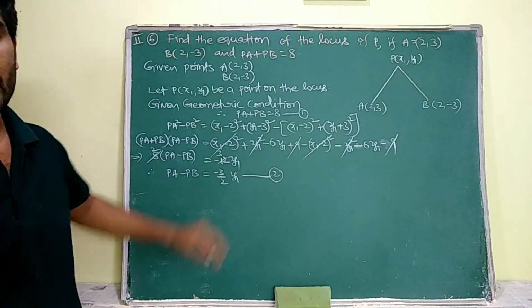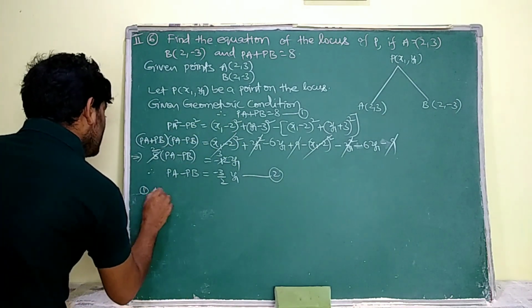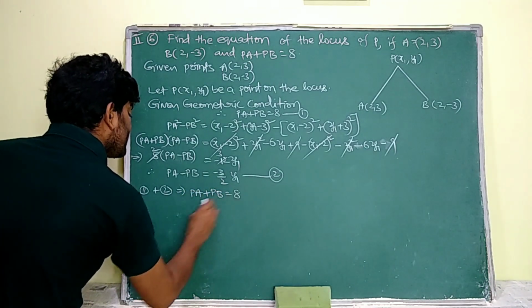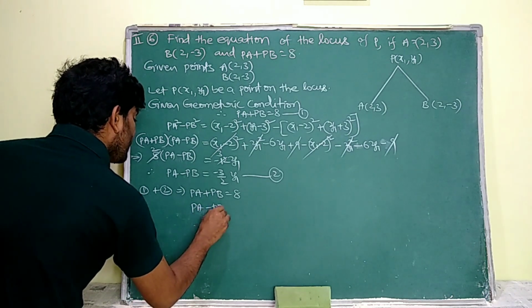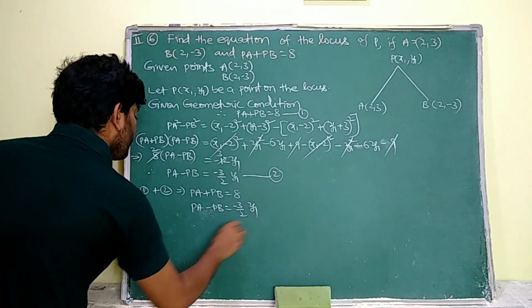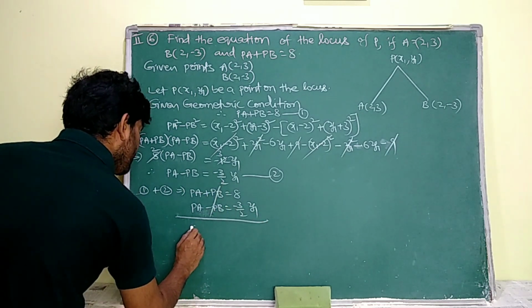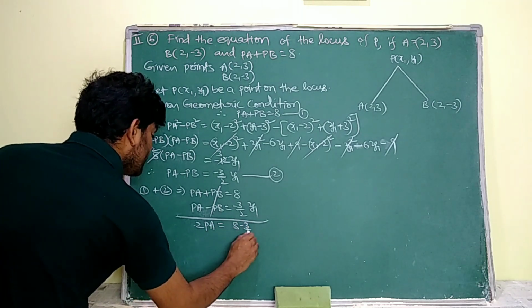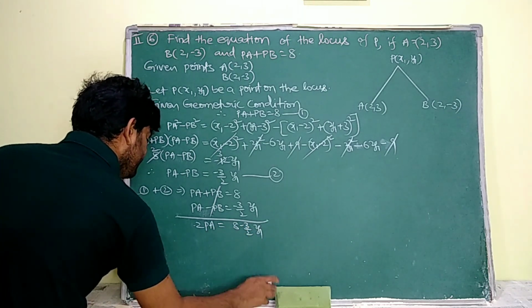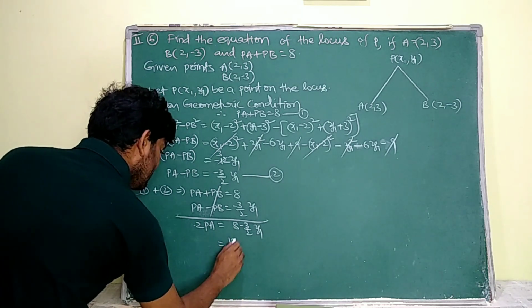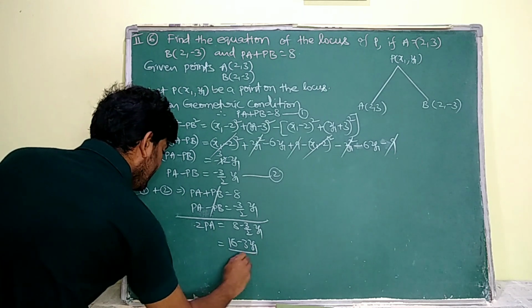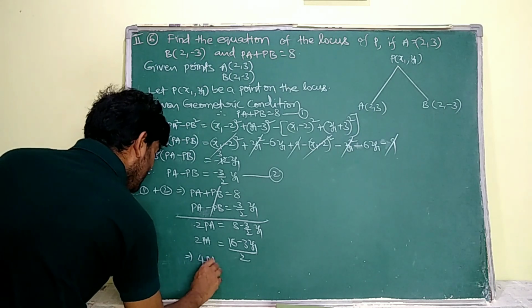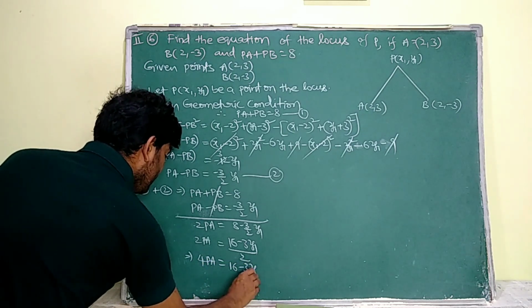So 1 and 2 we are going to add now. 1 plus 2 implies PA plus PB is equal to 8, PA minus PB is equal to minus 3 by 2 y1. By adding these two, PB and minus PB are going to be cancelled. Then 2 PA is equal to 8 minus 3 by 2 y1. That implies 16 minus 3 y1 by 2 is equal to 2 PA. That implies 4 PA is equal to 16 minus 3 y1.